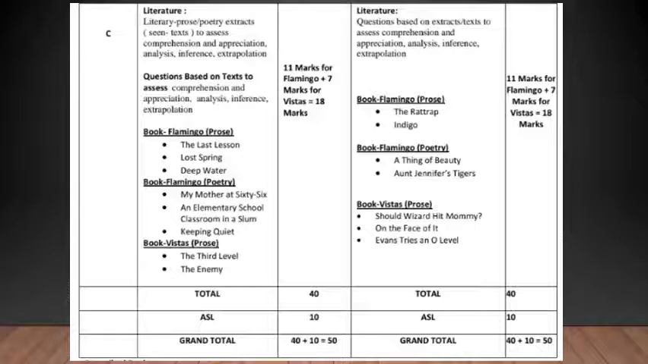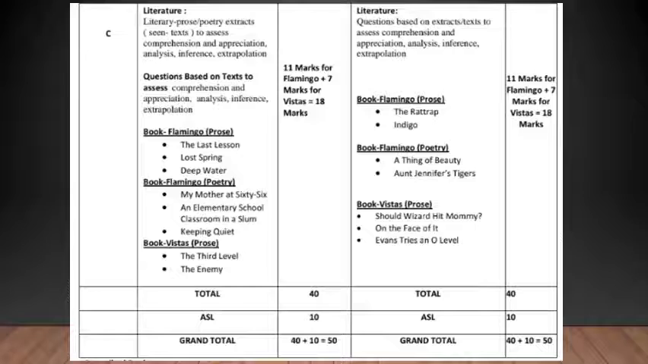Now as far as the literature section of second term is concerned, we have 2 stories, The Rat Trap and Indigo, from the textbook Flamingo. And questions will be based on extracts or text to assess comprehension and appreciation, analysis, inference, extrapolation. The poems which are included are A Thing of Beauty and Aunt Jennifer's Tigers from the main course book Flamingo.